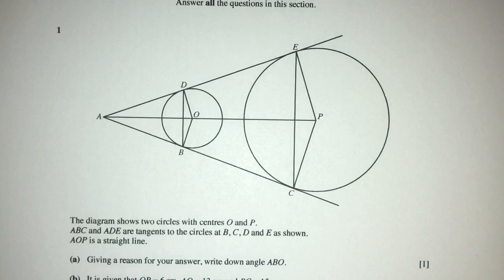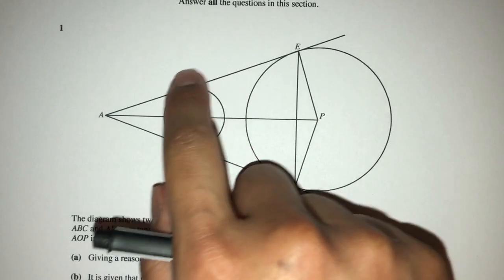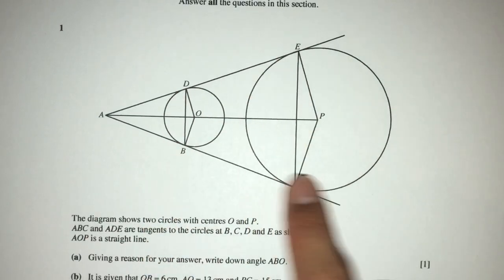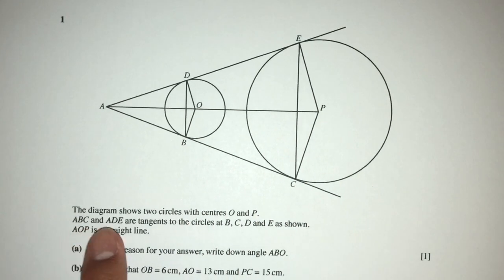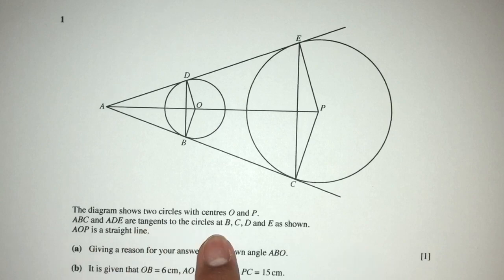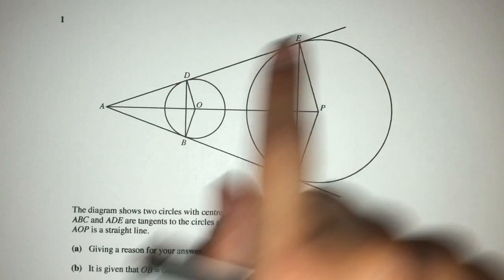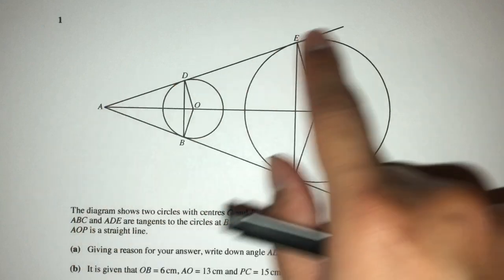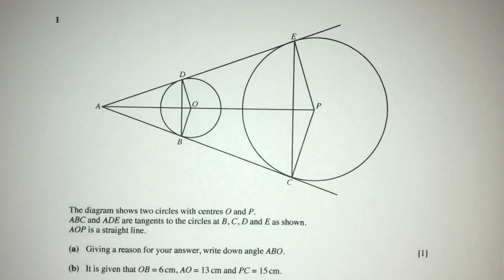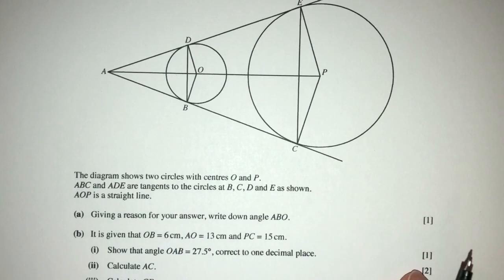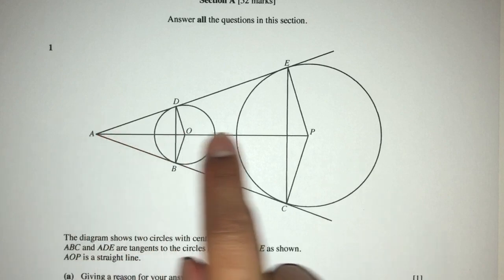The diagram shows two circles. As we can see, this is number 1, number 2, with center O and P respectively. Now, ABC and AD are tangents to the circles at B, C, D. So these lines are tangents to the circles right here. Of course, they tell us this information for a reason, so we have to use that to find the answers eventually, right? Now we have AOP is a straight line.